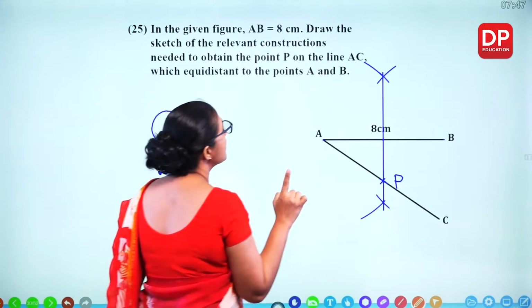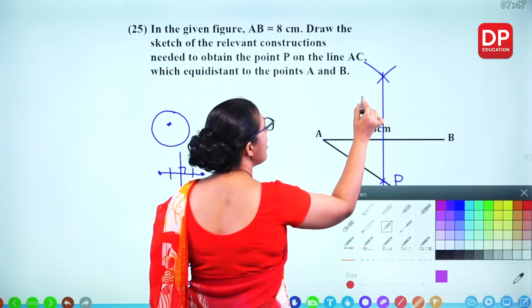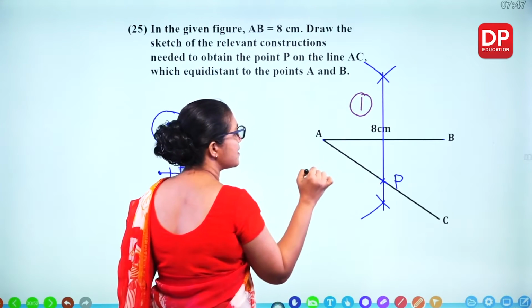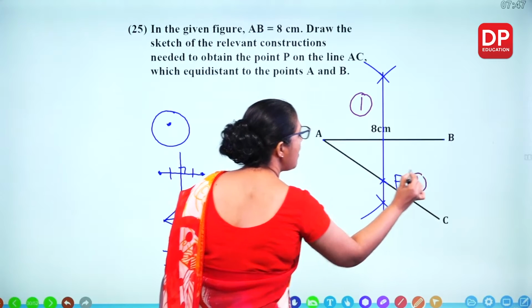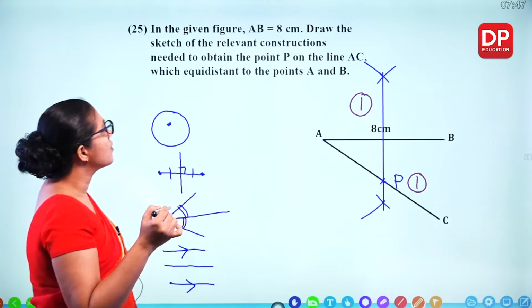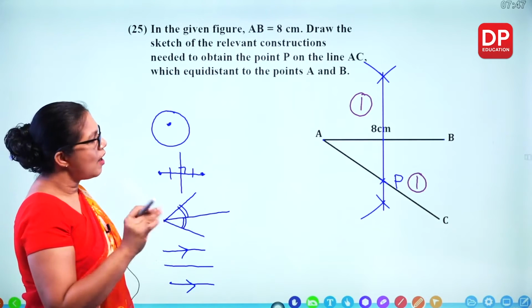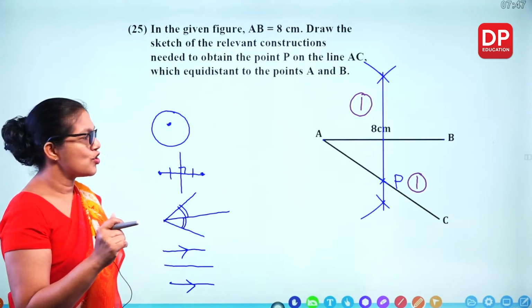So you get 2 marks here. 1 mark for the perpendicular bisector, and marking P on AC is 1 mark. So altogether 2 marks. So this is the last question in part A. Now we'll try part B questions.